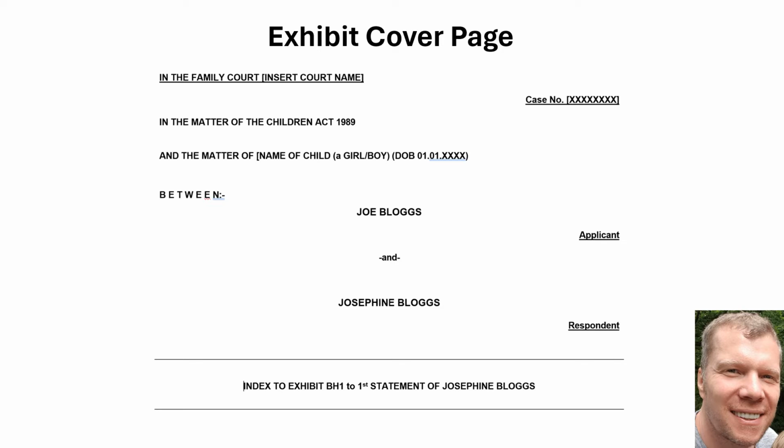So the cover page for your exhibit will need to look just like this, and there's a template that you can find on my website. So I'll give the address at the end of this slideshow. So at the top here, you want to put in the court name that your hearing is being heard at. Populate in here the case number that's been assigned. And then you need to put in the name of the child or the children, whether they're a girl or a boy, and their dates of birth where applicable.